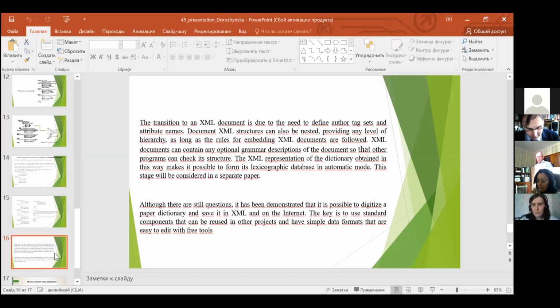Also, there are still questions. It has been demonstrated that it is possible to digitize a paper dictionary and save it in XML and on the internet. The idea is to use standard components that can be reused in other scripts and have simple data forms that are easy to edit with free tools. Thank you for your attention.